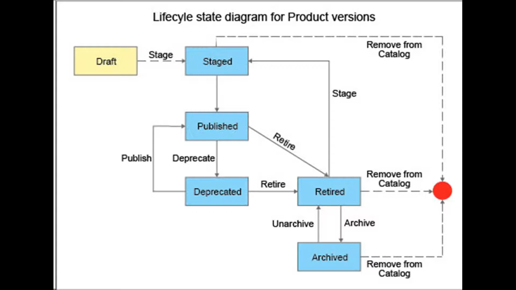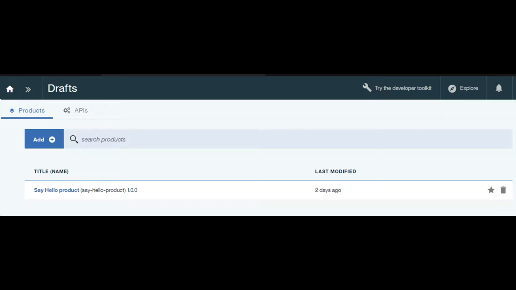The diagram shows the possible lifecycle states for a product version and the product management operations that move a product version from one lifecycle state to another. For example, the retire operation moves a product version from published to retired state. Let's see in detail about the different lifecycle states. First one, draft.